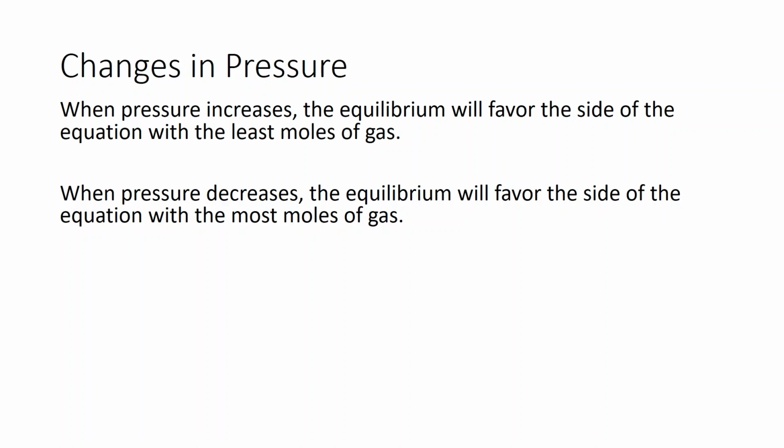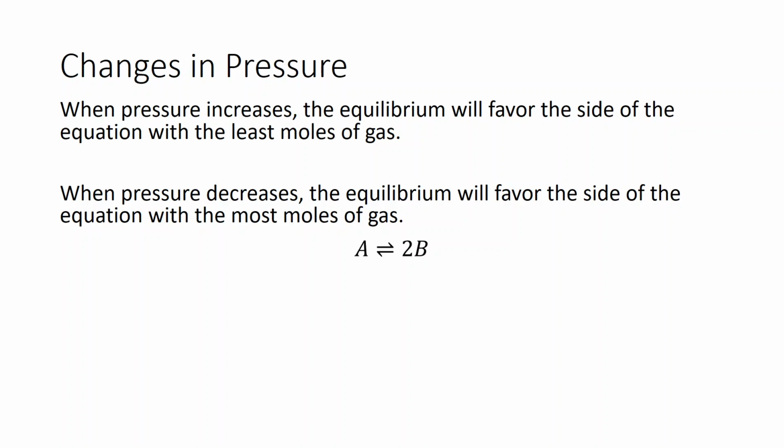Now, changing pressure. When pressure increases, the equilibrium will favor the side of the equation with the least moles of gas. When pressure decreases, the equilibrium will favor the side of the equation with the most moles of gas. All right, so increasing the pressure, right, squeezing the gas, equilibrium will favor the side with the least moles. When you decrease the pressure, right, more space, equilibrium favors the side with the most moles of gas.